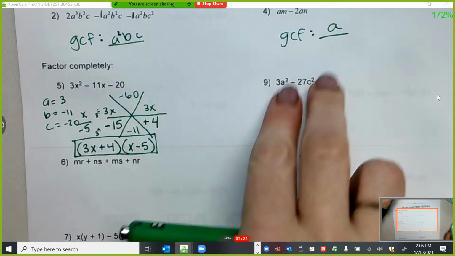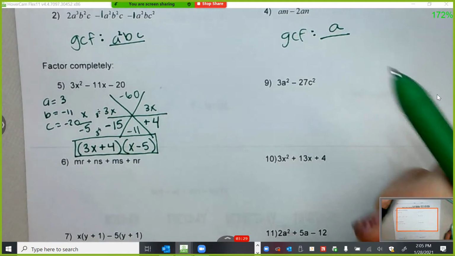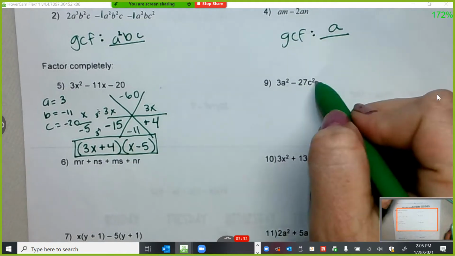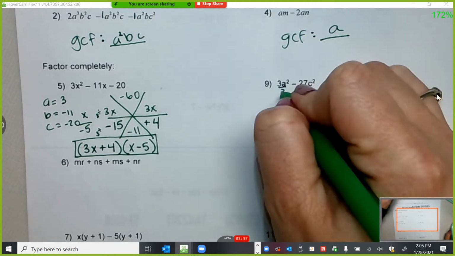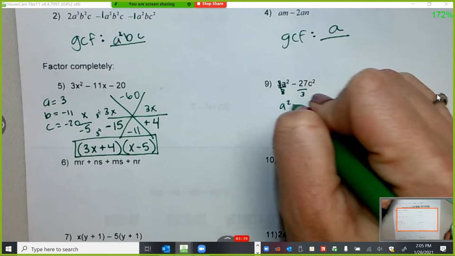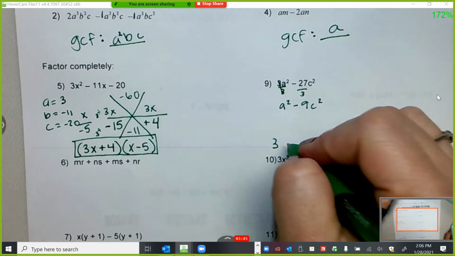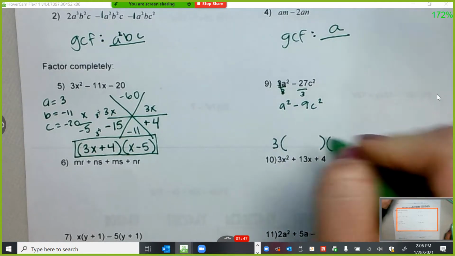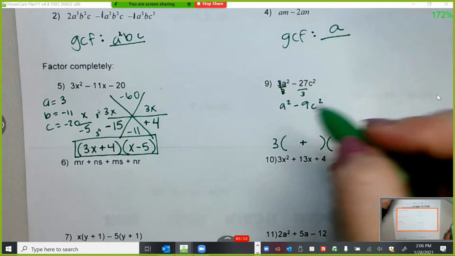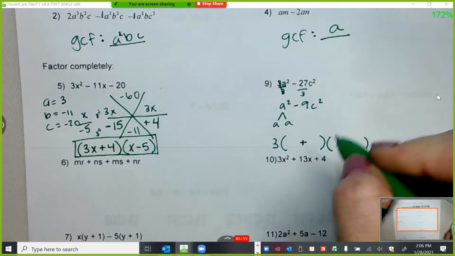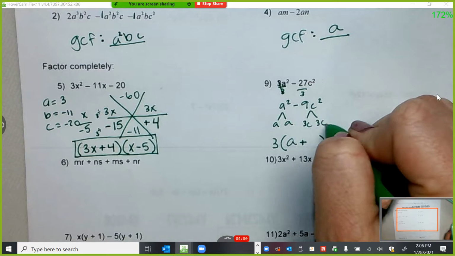Now this next one's only 2 terms, so I cannot do the snowflake. Well, there's no reason to do the snowflake. Okay, I do see that there's a GCF. This one has A squared, that one has C squared, but this has 3, and 3 goes into 27. So I'm going to take that out. I get A squared minus 9C squared, which now I realize I have a perfect square minus a perfect square, meaning I can do difference of squares. Remember, with difference of squares, one's plus, one's minus, but they're exactly the same other than that. So A times A is A squared, and 3C times 3C is 9C squared.